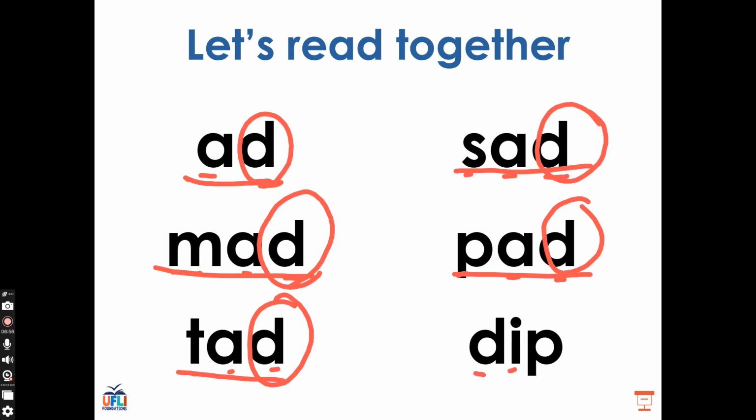Dip. Take a look at all the words that we've read together. What is different about the word dip? Well done, the d is at the beginning of the word dip. And in the rest of the words we read, the d came at the end. The rest of our words are also rhyming words. They all ended in the pattern ad: add, sad, mad, pad, and tad. Then dip was different. It does not end in the same sounds.